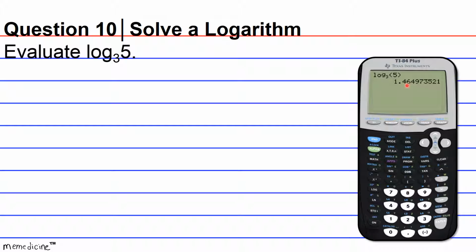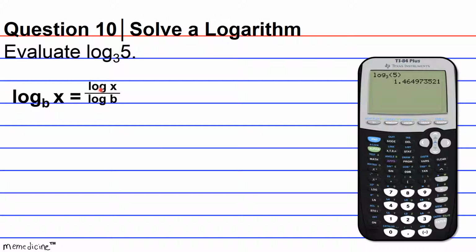Alternatively, you can customize your solution depending on the method you prefer. If you don't have a calculator that has change of base functionality, you can use the change of base property of logarithms to analyze this problem. The change of base property of logarithms says that the log base b of x is equivalent to the log of x divided by the log of b.